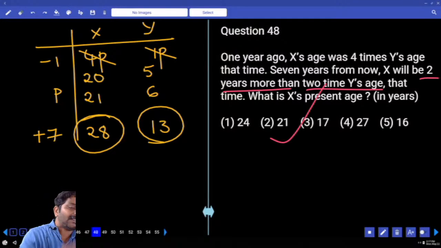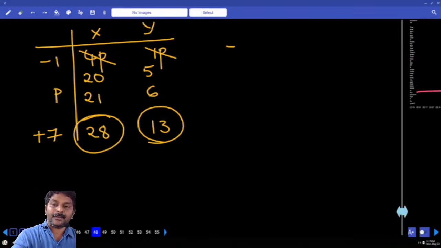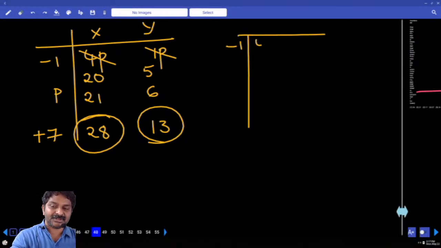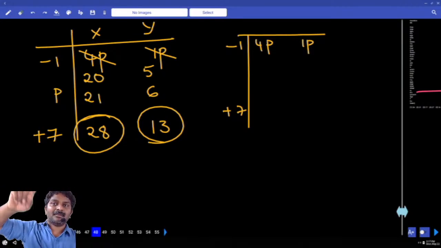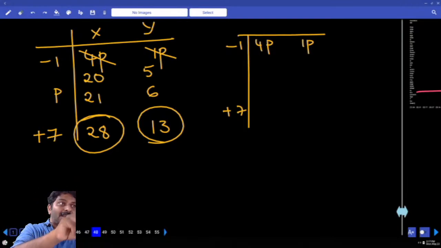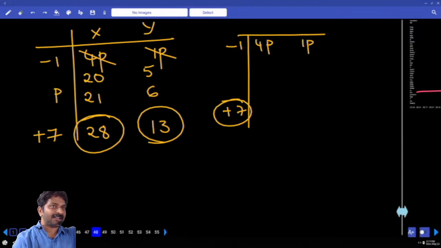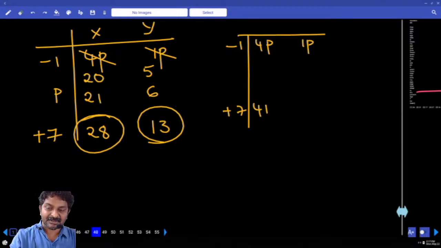Otherwise, if you don't want to follow that, one year back X's age is 4 parts, Y's age is 1 part. After 7 years, in the sense from 1 year back to present, how many years gap? 1 year. Present to after 7 years is 7. So from 1 year back to after 7 years, that means we have to add 8 years. Tell me X's age: 4 parts plus 8. Y's age: 1 part plus 8.